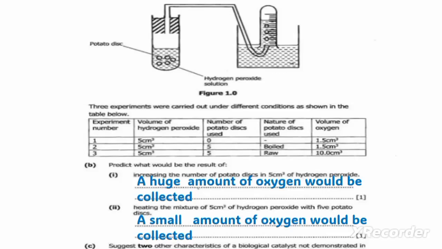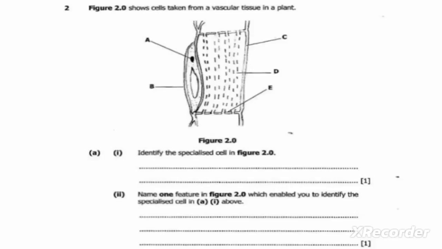And the enzymes can speed up the rate of chemical reaction without themselves being used up in the reaction. So enzyme will remain unaffected. After supporting the reaction, enzyme will remain unaffected and undisturbed. We shift to the next question, which is question 2. Question 2, the question reads, Figure 2.0 shows cells taken from a vascular tissue in a plant.